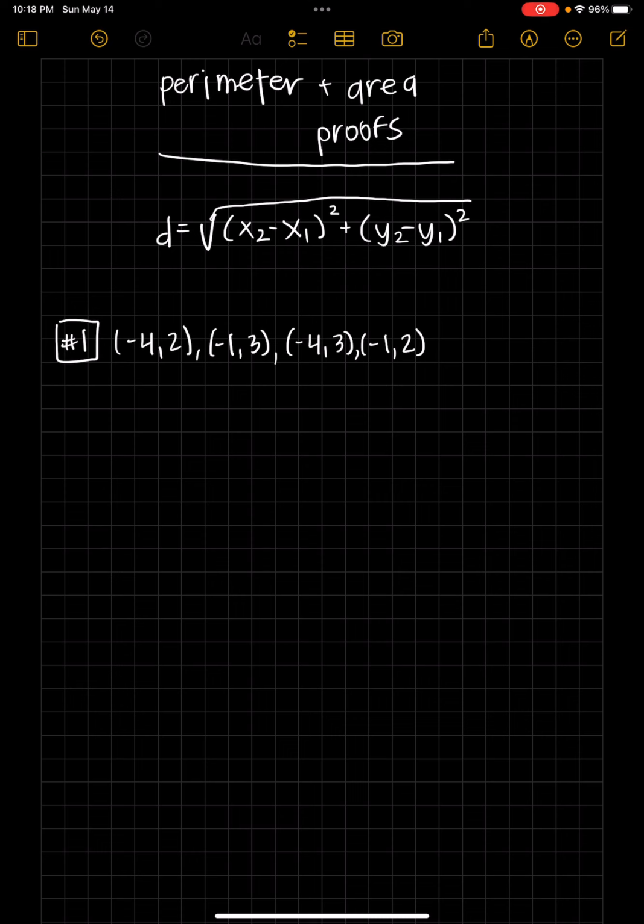You have a key term sheet on this with all of the formulas for perimeters of triangles, perimeter and areas of triangles, perimeters and areas of quadrilaterals as well. So let's start with the first example.